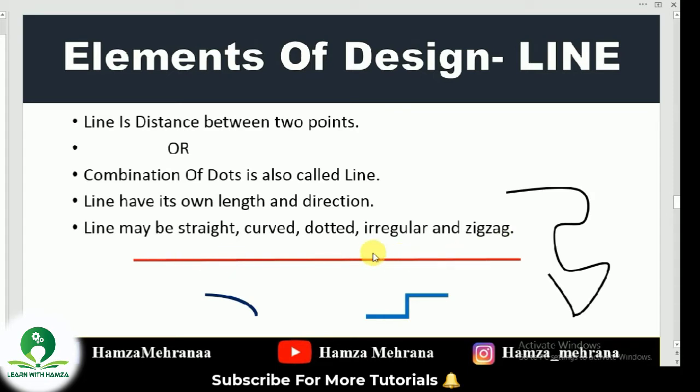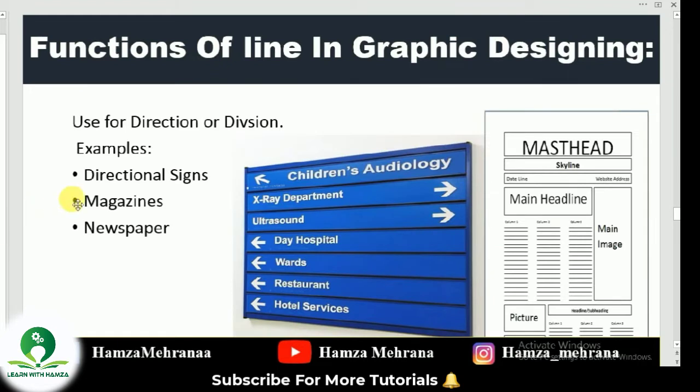Moreover, a line always has its own length and direction. A line may be straight, curved, dotted, irregular, or zigzag. As you can see here, this line is straight, while this one is curved, this one is irregular, and this one is zigzag, and this one is irregular. So let's talk about what is the function of line in graphic designing. This is very important to understand.